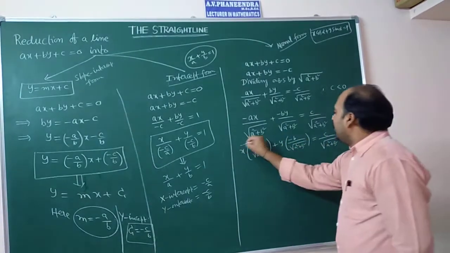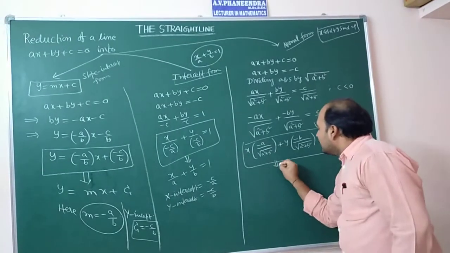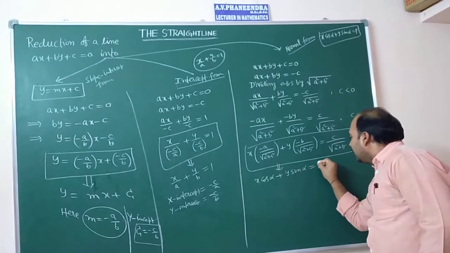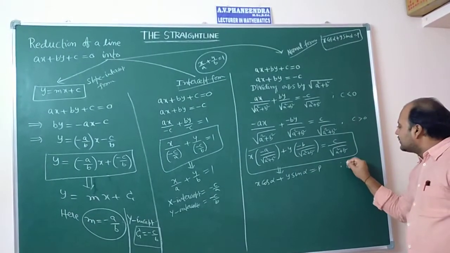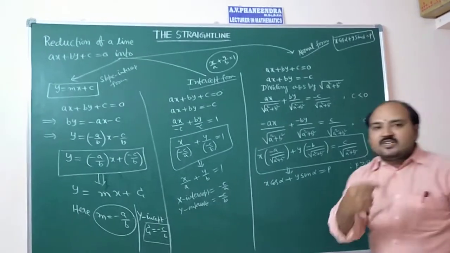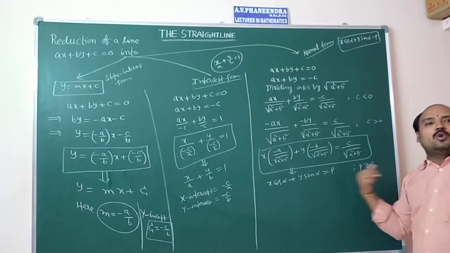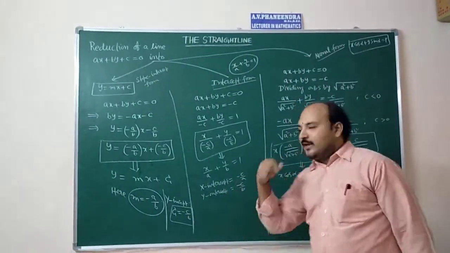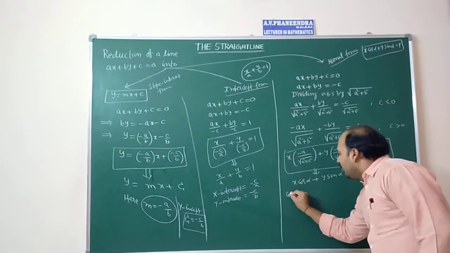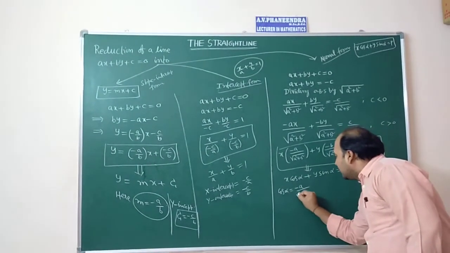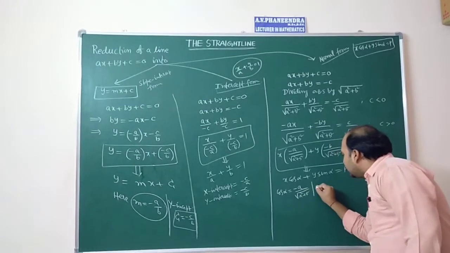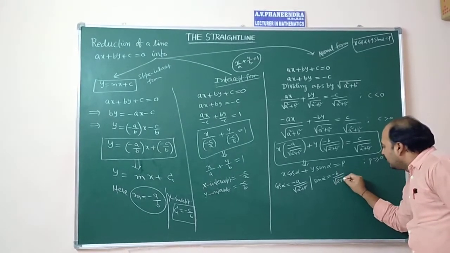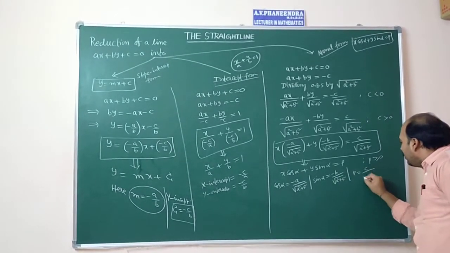This equation you have to compare with the normal form x cos alpha + y sin alpha = p. P means perpendicular distance, which is always greater than or equal to 0. In the previous video I forgot to tell that p is greater than or equal to 0. Obviously it is, because it is the perpendicular length from the origin to the line. So comparing these, here we have cos alpha equal to -a by root of a square plus b square, and sin alpha equal to -b by root of a square plus b square, and p equal to c by root of a square plus b square.